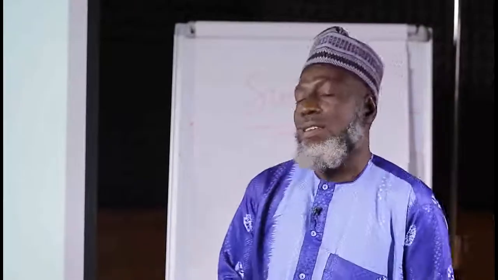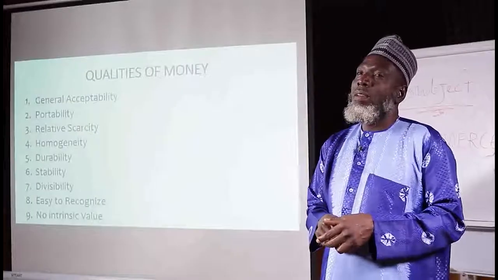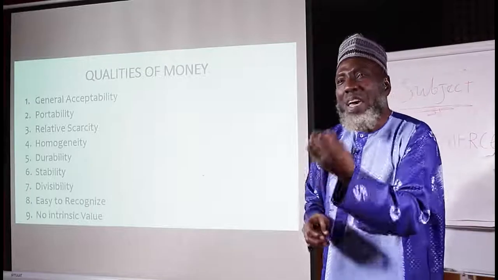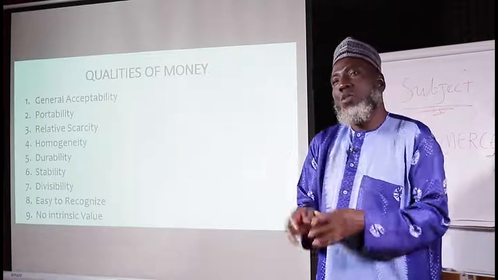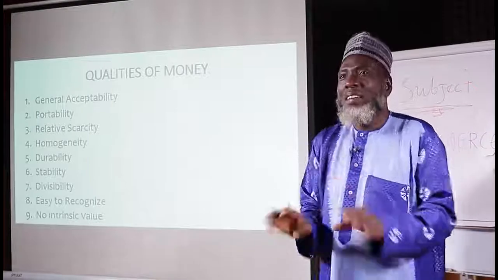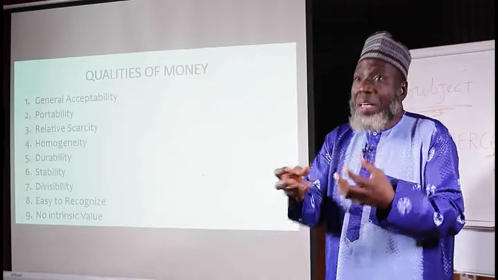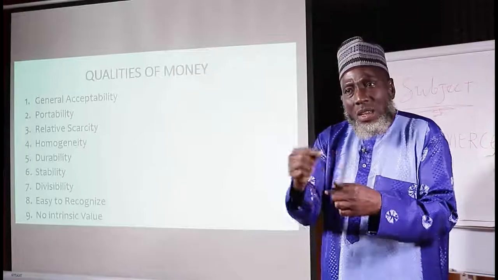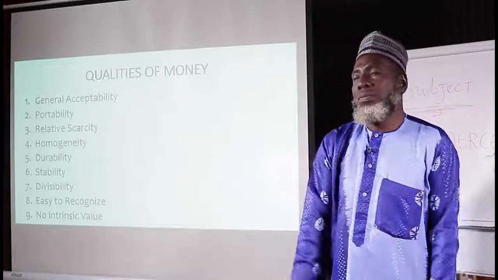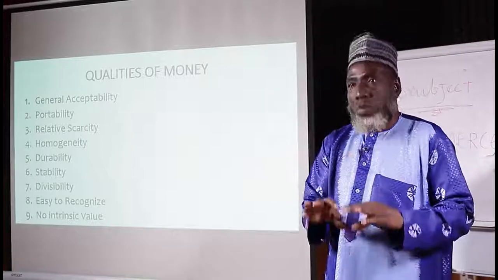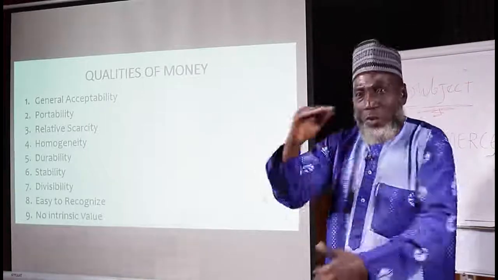Number four, homogeneity. It must be uniform in nature. What you find as 20 Naira notes in Kaduna must be the same as what you will see in Lagos, and the same as what you see in Umuahia here, and so on and so forth. Durability. Money that is made must withstand the test of time. It shouldn't be made in such a way that it can easily be damaged. It should be made with paper or metal or whatever can take a long period of time before being damaged. Stability. He's talking about the value of the money. It must be stable. Not falling and falling.